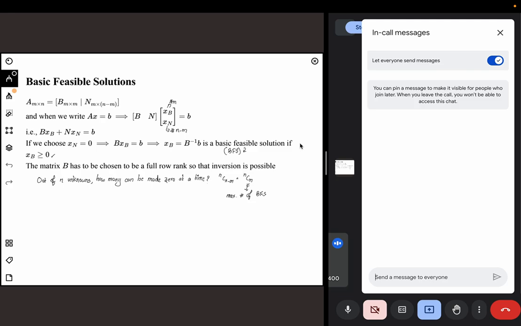And how do you get the extreme points is this way. You decompose it, you take B to be a full row rank matrix, and then you take an inverse and calculate xB. If that xB is greater than or equal to 0, then that particular xB will be an extreme point. And you keep doing that for all possible combinations. How many combinations can I take? I can take NCM combinations. So all those combinations will be my extreme points.